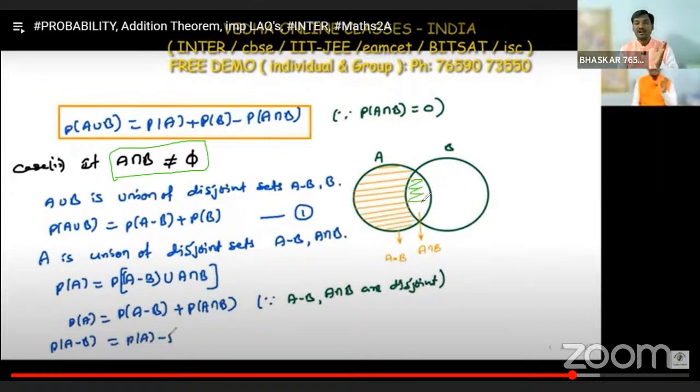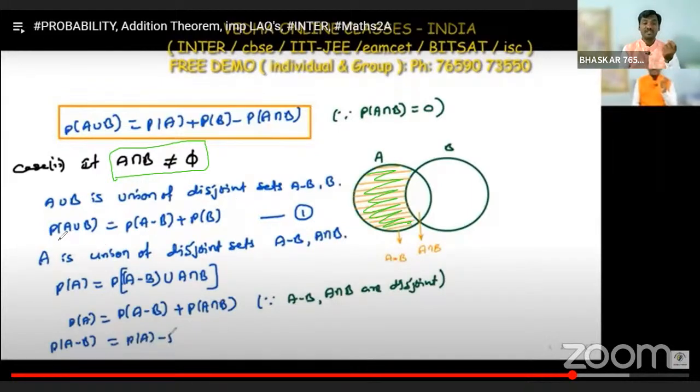We have some common part between A and B. So A union B is the union of disjoint sets A minus B and B. A minus B means only A part. Observe this shaded part: only A, and B. If we combine only A as well as B, then we get the total part. So these two are disjoint sets, that's why the intersection part is 0.